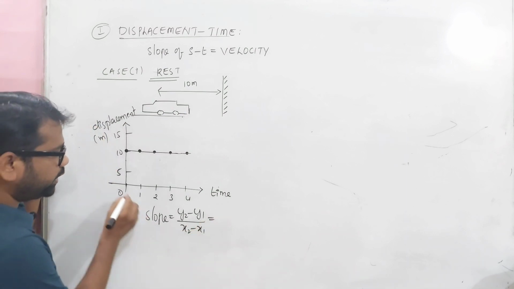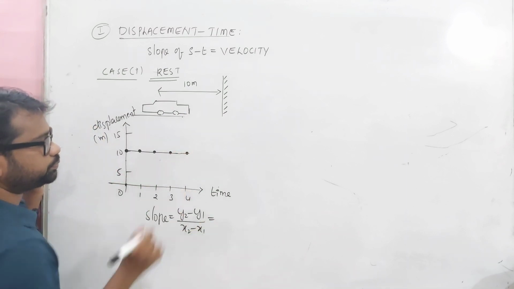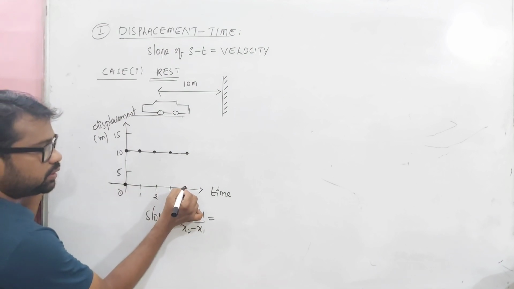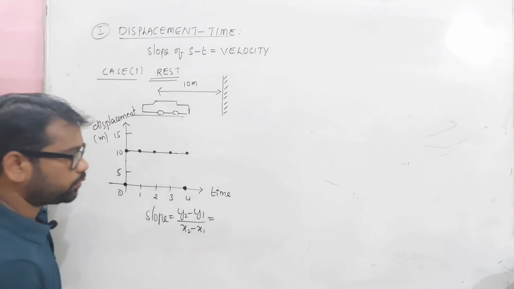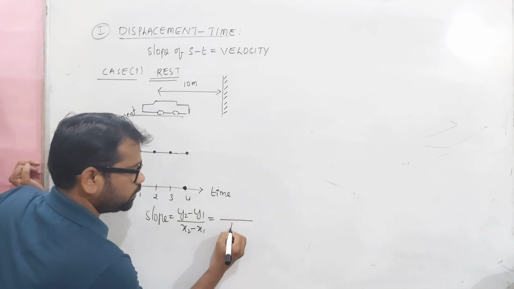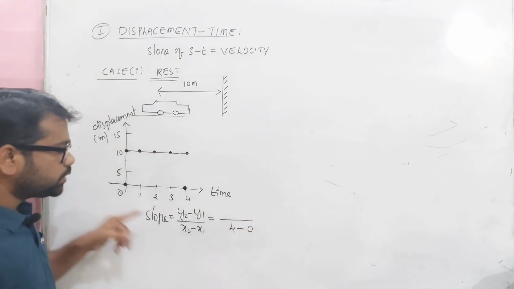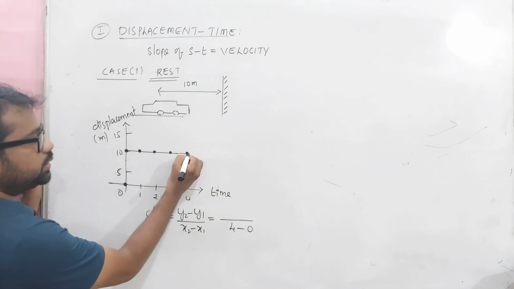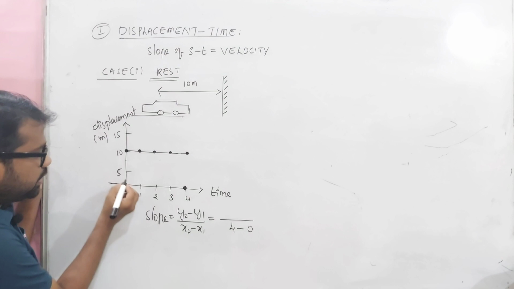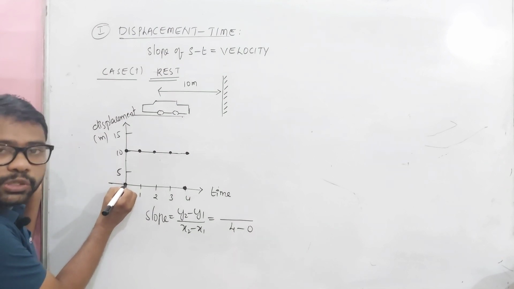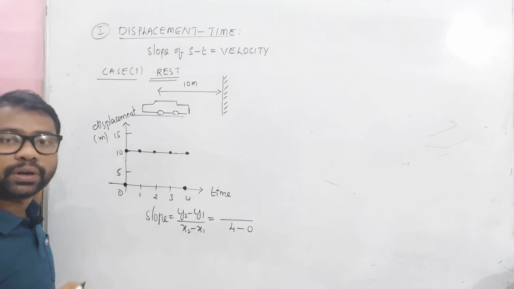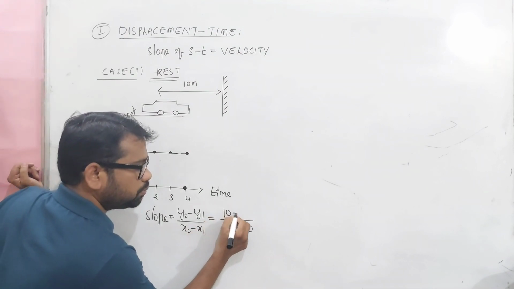Children, suppose you want to take from here to here. Let us take x1 as 0, and x2 will be 4, so 4 minus 0. At this 4, what is the corresponding y value? It is 10 only. Whereas when x1 is 0, what is the corresponding y1 value? Again it is 10 only. So it is 10 minus 10.